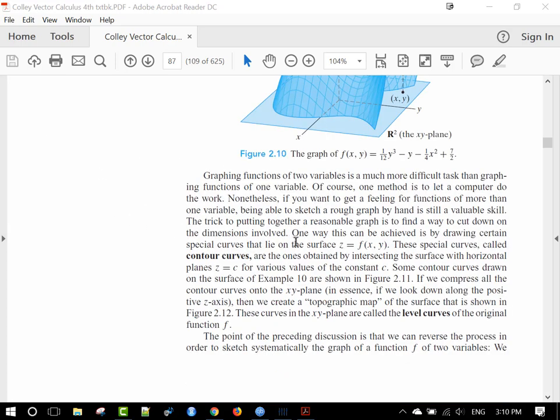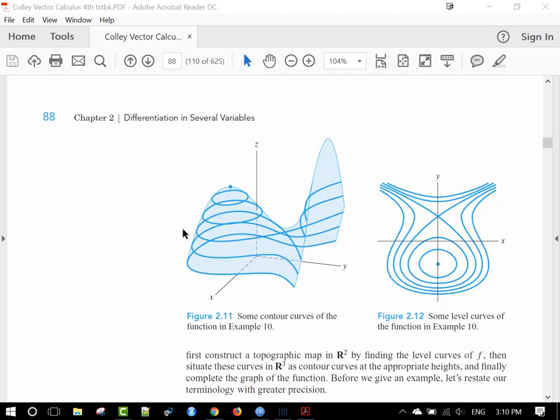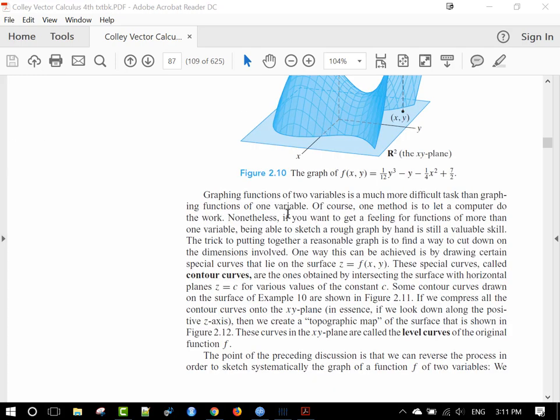So how do we do that? We're just taking a plane of a certain height, like here. We just take a plane of a certain height, and we cut it through the surface, and we ask where does it cut the surface, and that's how we get the contour curve. And then we take a plane of a different height, and we cut it through the surface, and we ask where does it cut the surface, and that's a different contour curve. And then of course, to get the level curves, you just look down. And this can help us to actually draw the curve.